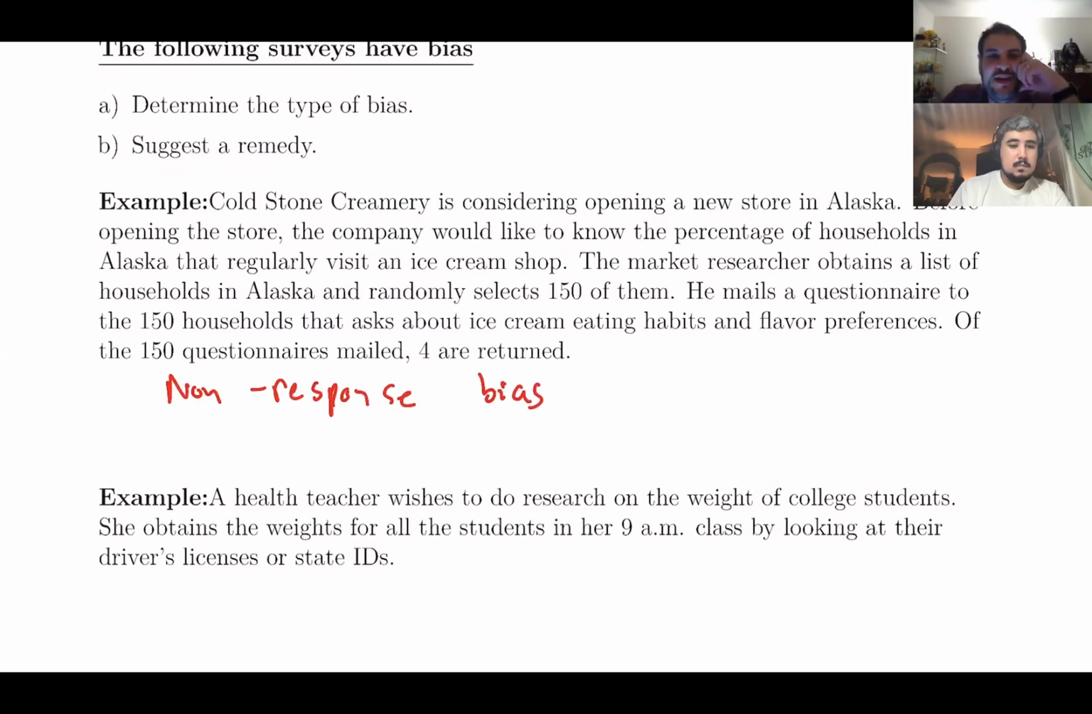Yeah, so for this one, if you look at it, they do have a non-response bias, because they sent out 150 questionnaires, but they only got back 4 questionnaires. So it's gonna cause a non-response bias. So how can we actually fix this?